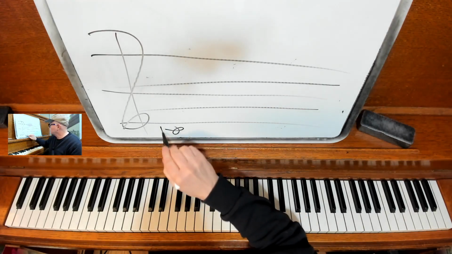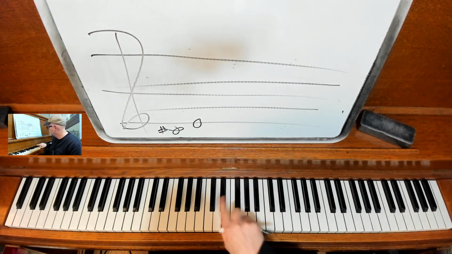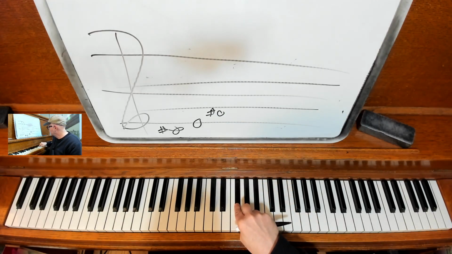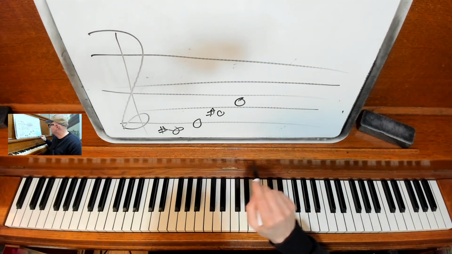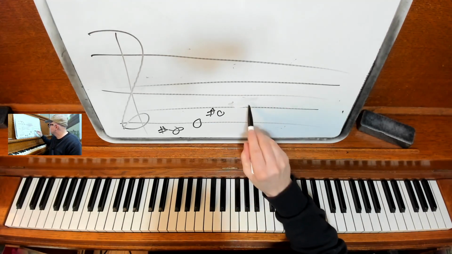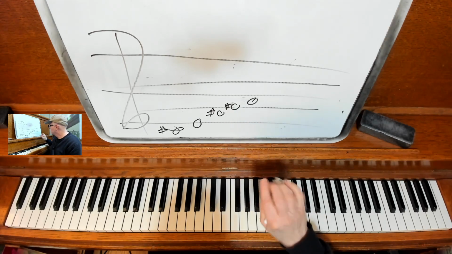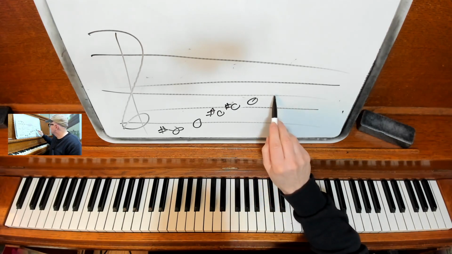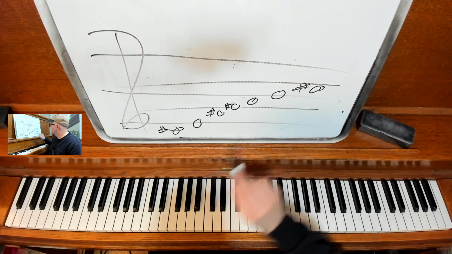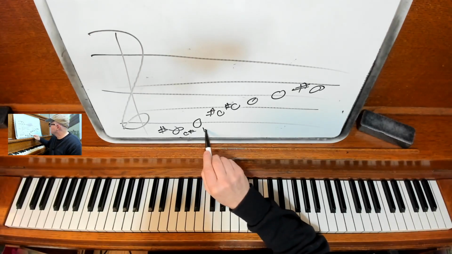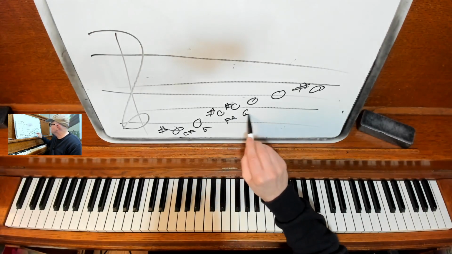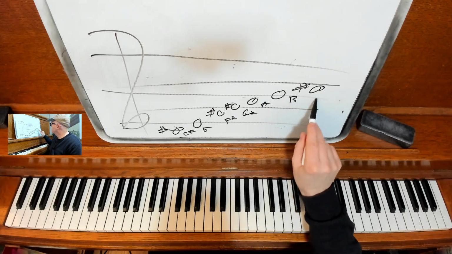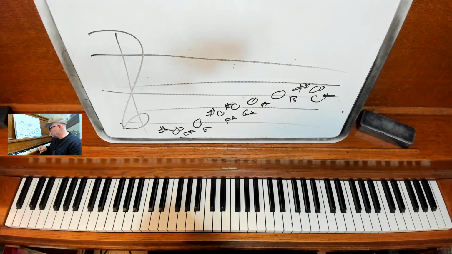So C sharp, E, F sharp, A, and then I'm going to go backwards for a second: G sharp, B, and then C sharp. So C sharp, E, F sharp, G sharp, A, B, and C sharp. Now what does that sound like? Well, it sounds like this.